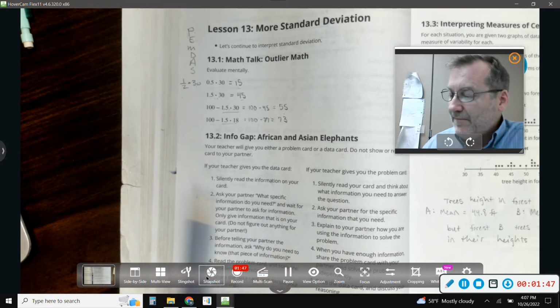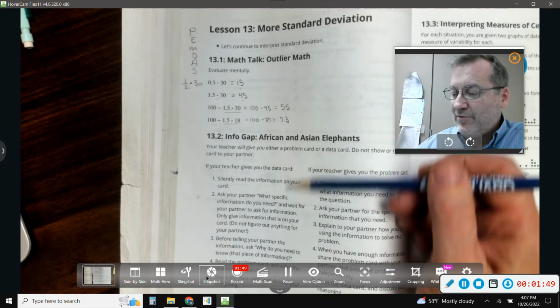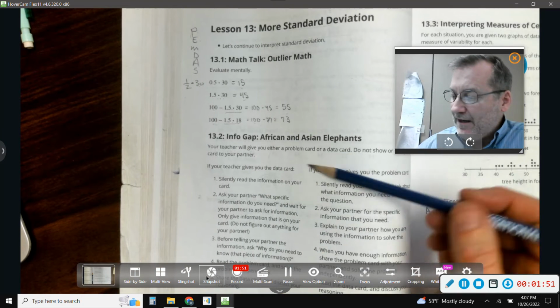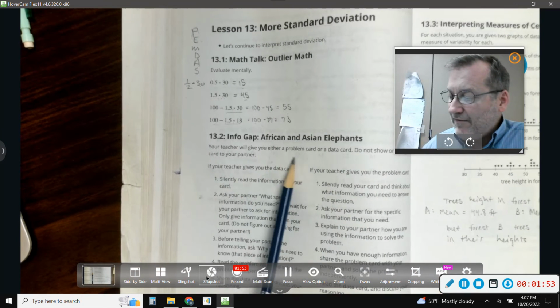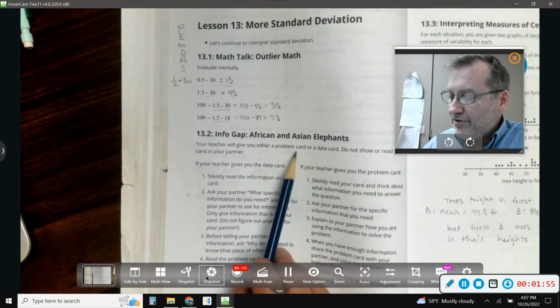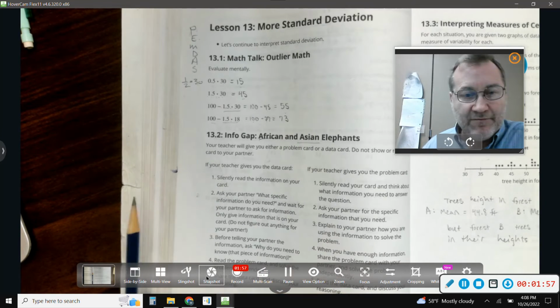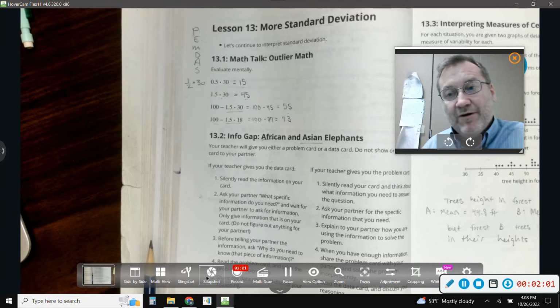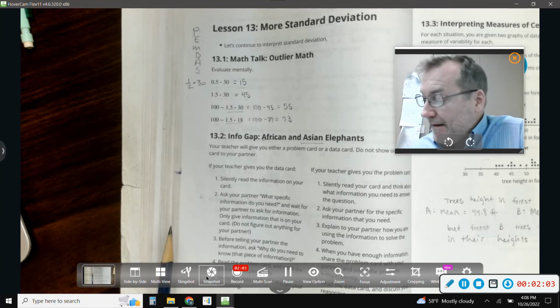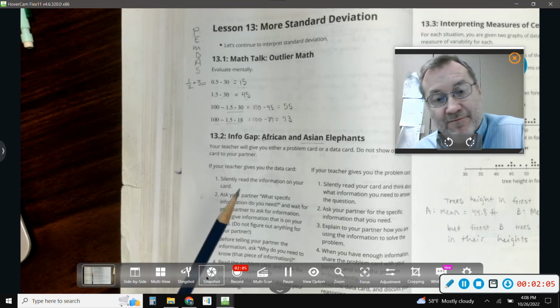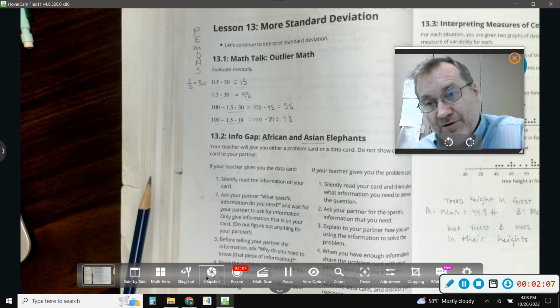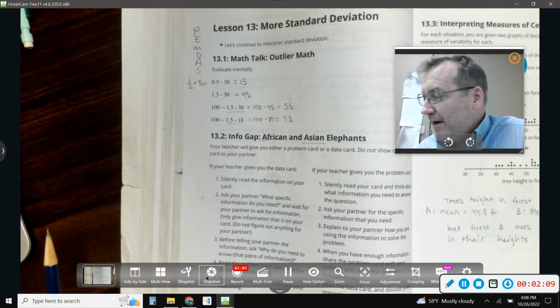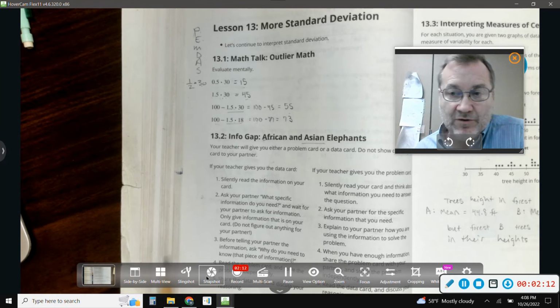Right? Now they have this little 13.2, the info gap, and they're basically talking about how you either have a problem card or a data card to show the difference between African and Asian elephants. Unfortunately, I don't have that. I'm not sure if the school got one or if it just got lost in a matter of time, but nonetheless, I do not have what they asked for in 13.2, so we'll bypass it for now. Maybe catch it later and see what we can do.